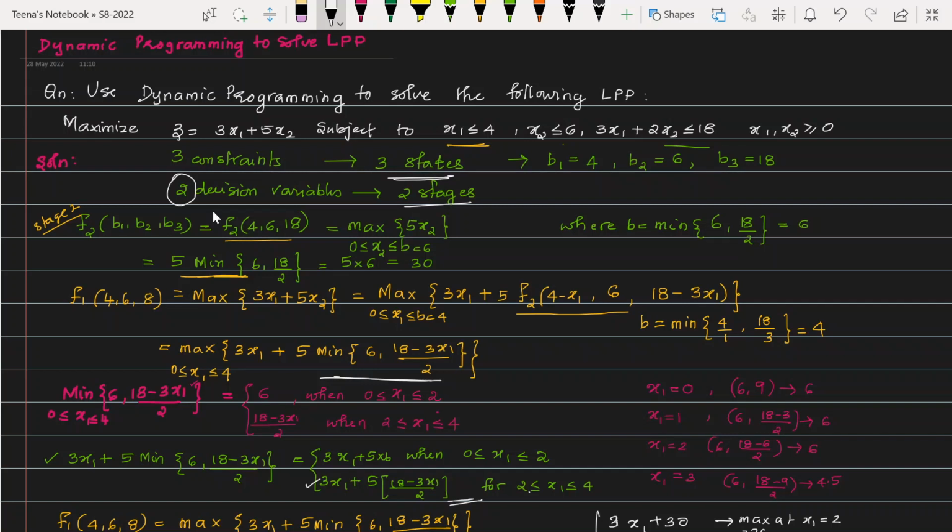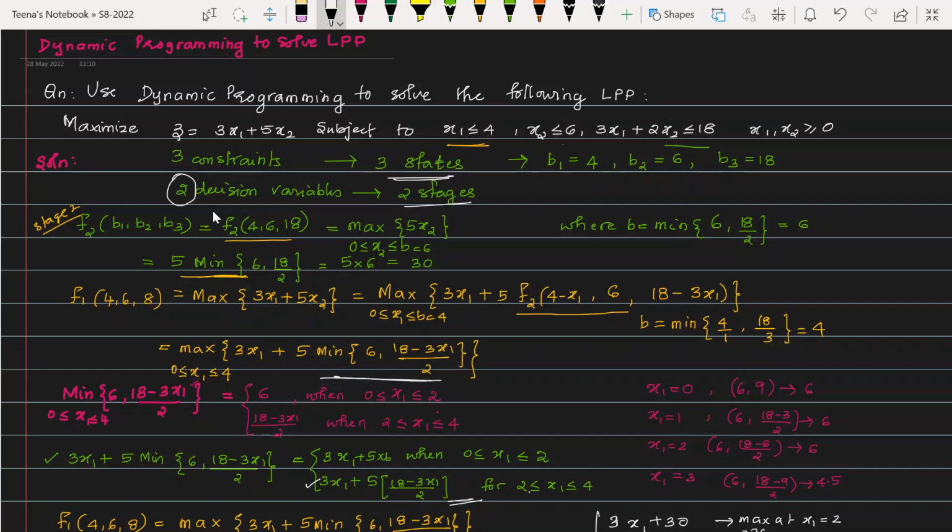So in stage 2, we are considering the decision variable x2, therefore maximum 5x2, and this x2 can range over 0 through 6, because x2 should be the minimum among 6 and 18 by 2, which is equal to 6. So this maximum 5x2 is nothing but 5 into minimum of 6 and 18 by 2, because this minimum value satisfies both the constraints simultaneously. If you take the maximum value, that need not satisfy the second constraint. So that is why we take the minimum among the different possibilities. Hence we have 5 into 6 equal to 30.